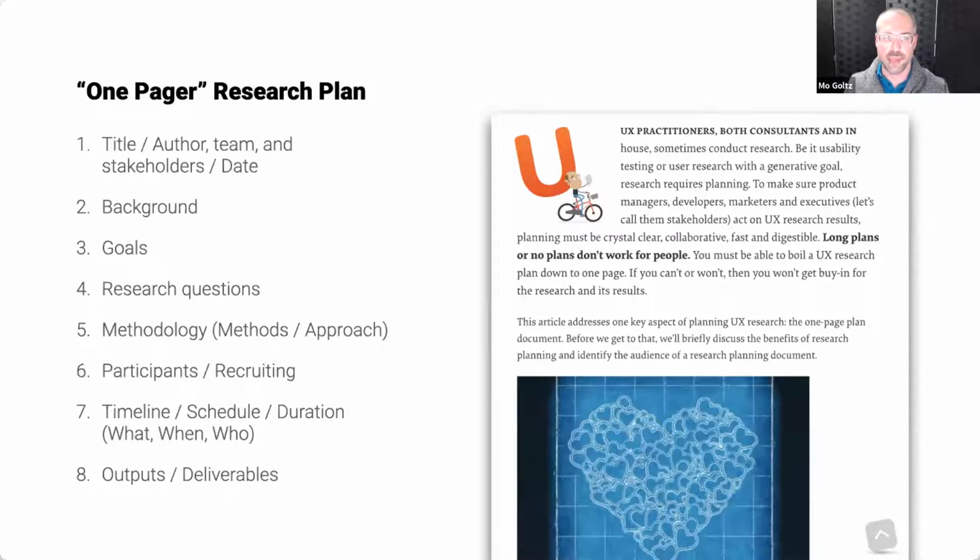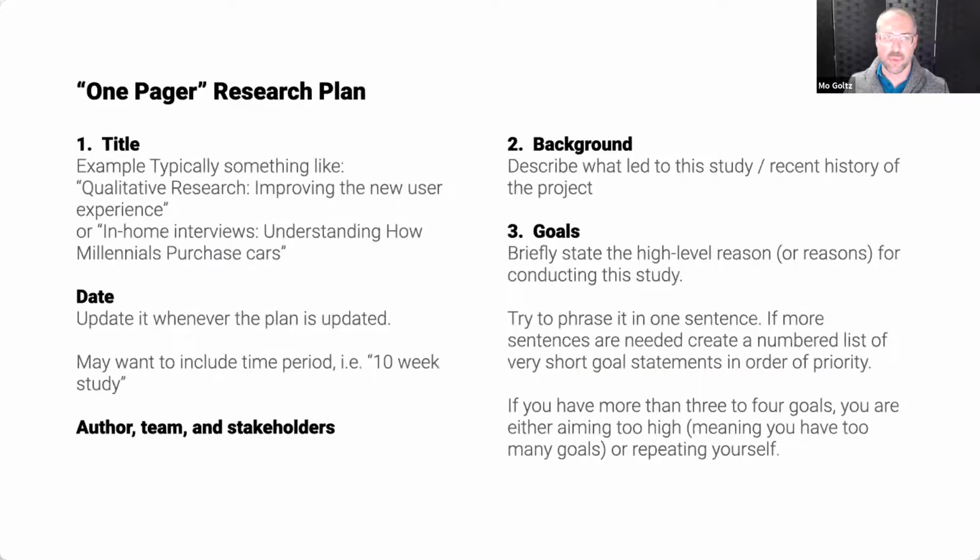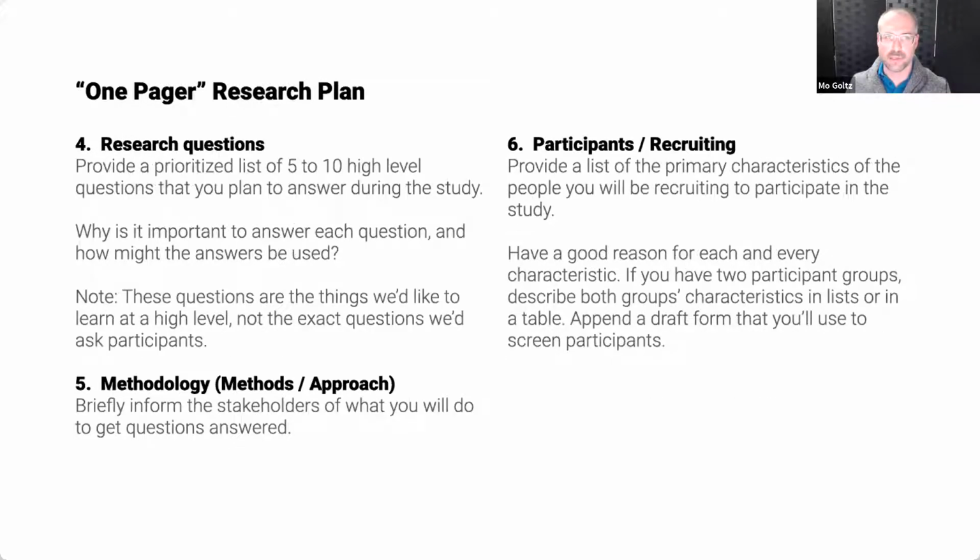So it goes through 8 sections. We've got number 1, the title, date, author, team, and stakeholders. Then we've got the background, which describes what led up to this study, a recent history of the project. Number 3 are goals, high-level reasons for conducting the study. 4, the research questions that you're going to ask. Now, keep in mind, these research questions are not the questions you actually ask participants, but the questions you want the project as a whole to answer.